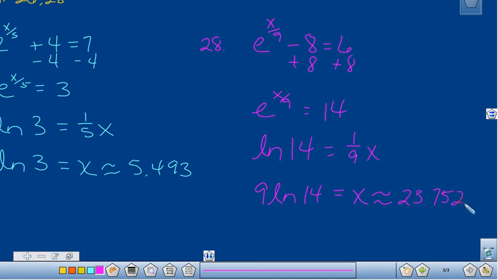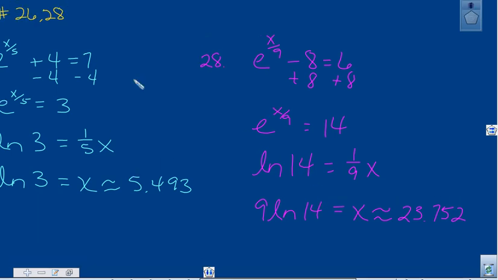Make sure you can get these answers from your calculator, and that's how you do these types of questions. Good luck on the rest of them.